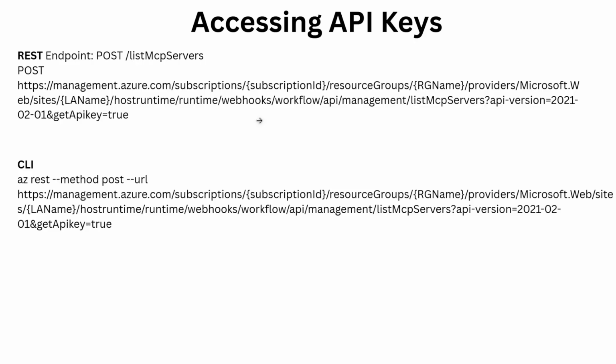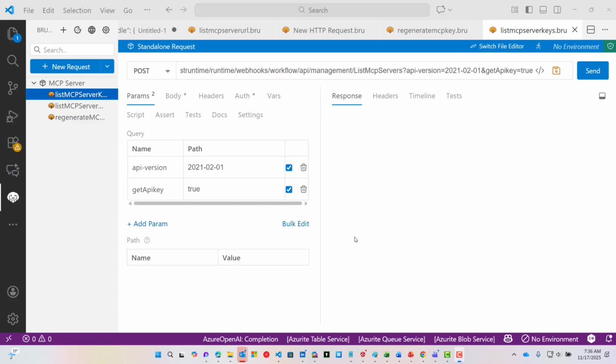So let's jump over to VS Code, and I'm going to use a REST client called Bruno. You can use any REST client. You could use Postman if you wish. I've just started to use Bruno more recently, so I'm going to use that. Okay, so I've gotten my token as I described on the previous slides, and now I've pasted that list MCP URL into my URL box here.